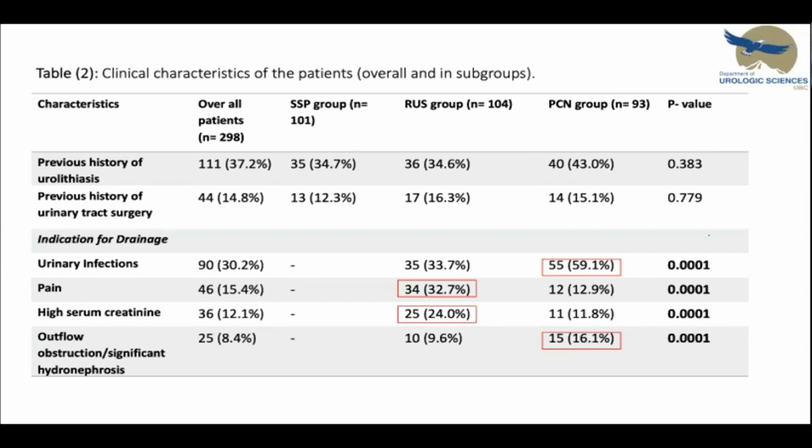was significantly higher in the nephrostomy tube group, while pain and high serum creatinine as an indication for drainage were higher in the retrograde ureteric stent group, and outflow obstruction, significant hydronephrosis, was higher in the percutaneous nephrostomy tube group.